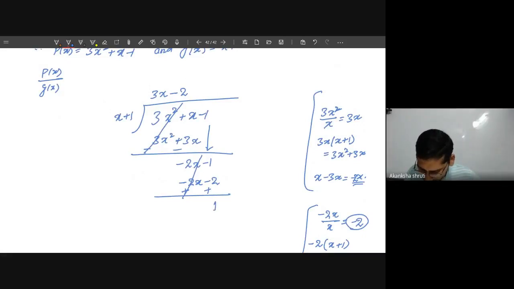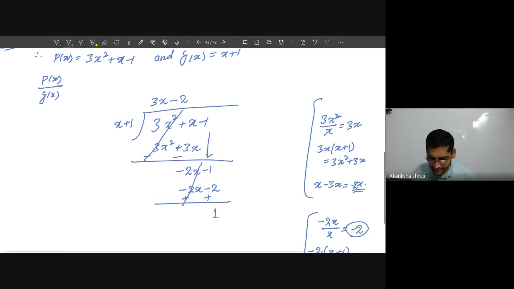All the students are getting the same thing? Yes, sir. Now this 1 is a 0-degree polynomial, means it is a constant polynomial. So no further division is possible. This is the remainder, R of x. This is the quotient, Q of x.